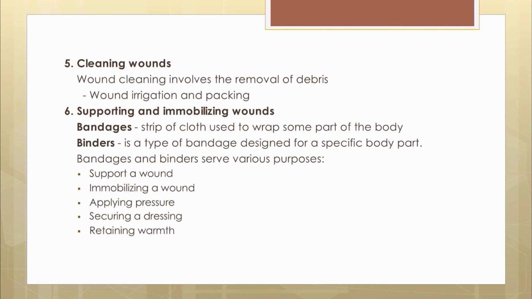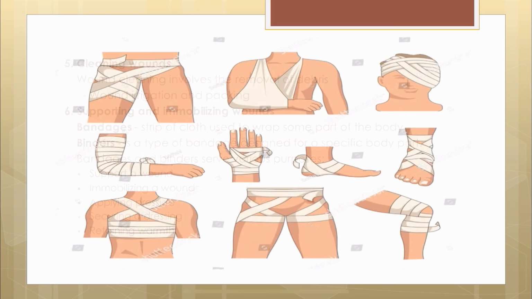Sixth, supporting and immobilizing wounds. Bandages: a strip of cloth used to wrap some part of the body. Binders are a type of bandage designed for a specific body part. Bandages and binders serve various purposes: first, support a wound, immobilize a wound, apply pressure, secure a dressing, and retain warmth. So I will show you common bandaging methods. These are the pictures of bandaging methods in different parts of the body.